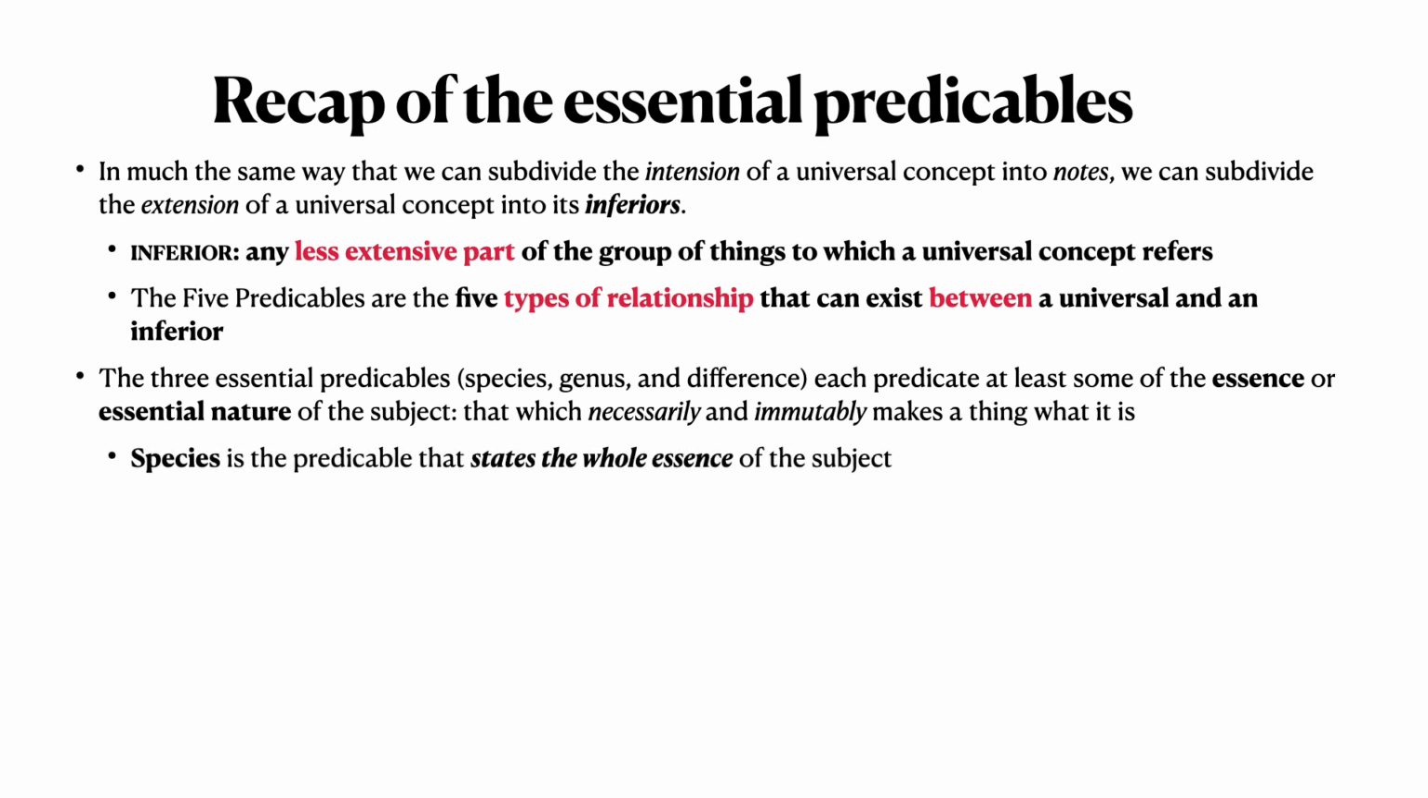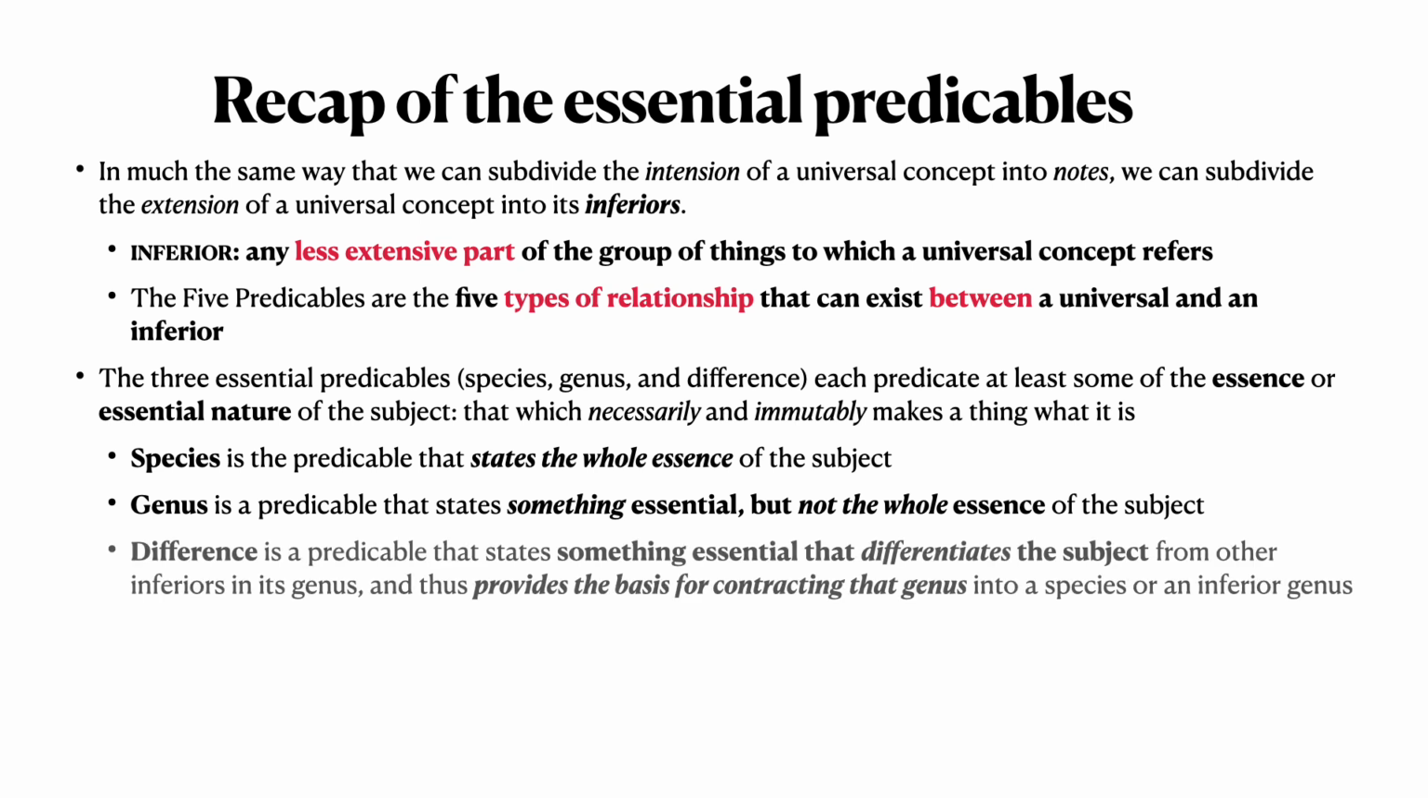The 3 are species, which states the whole essence of the subject, and then 2 which state only part of the essence. Genus and difference each state something essential about the subject, but not the entire essence of the subject. Difference is the more particular part, right? So the genus is the general part.